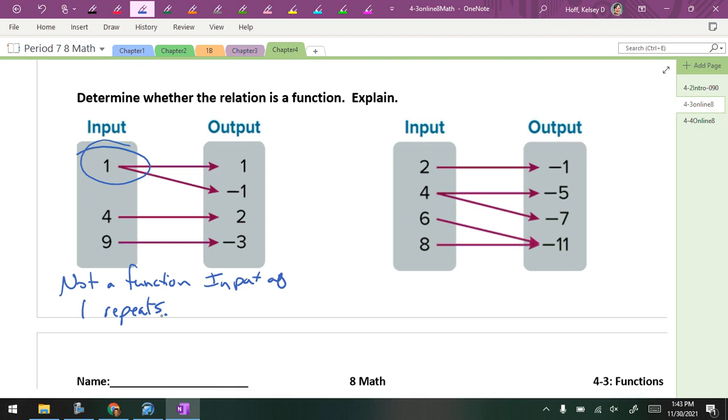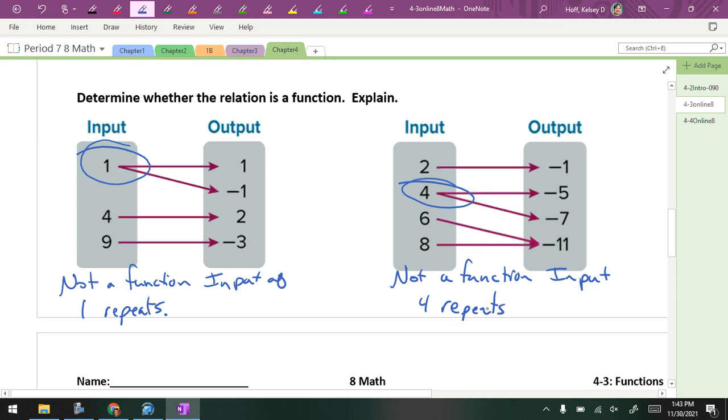Okay, go to the mapping on the right. Raise your hand. Who can tell me yes or no a function? Davion? It's not because 4 goes to 2 numbers. Perfect. Not a function. Input 4 repeats or goes to 2 different outputs. We never want a number in the input or the domain to go to 2 separate ranges.